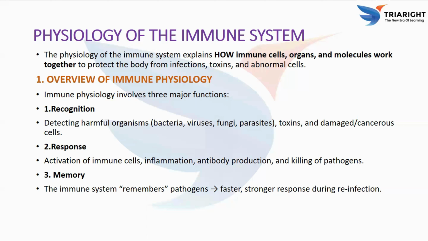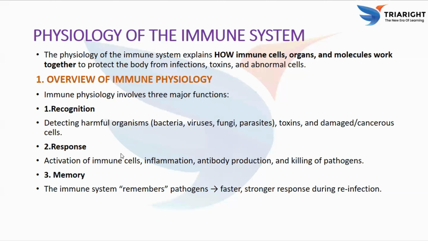What are the key cells in recognition? Macrophages, dendritic cells, neutrophils, natural killer cells, B cells and T cells. These cells act as the body's security cameras, scanning for danger. Recognition is like a sensor detecting a burglar entering a house. The second important function is response, attacking the threat.